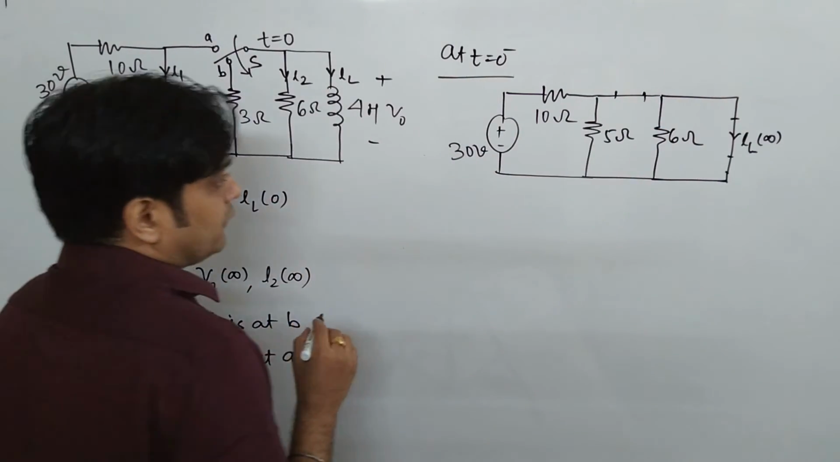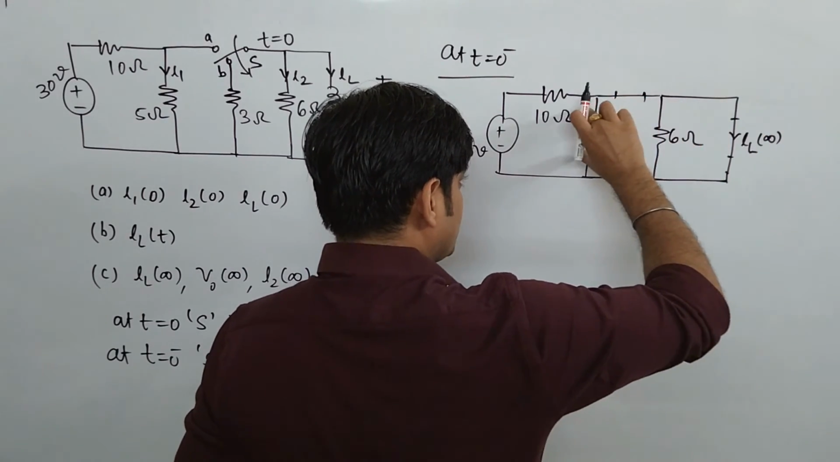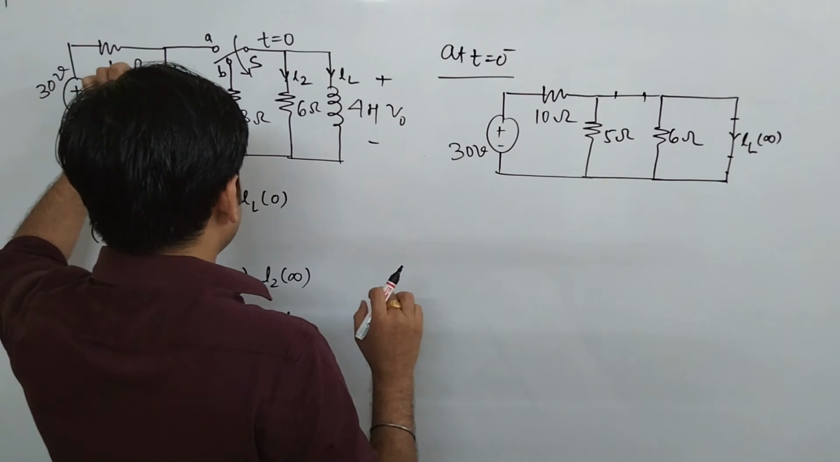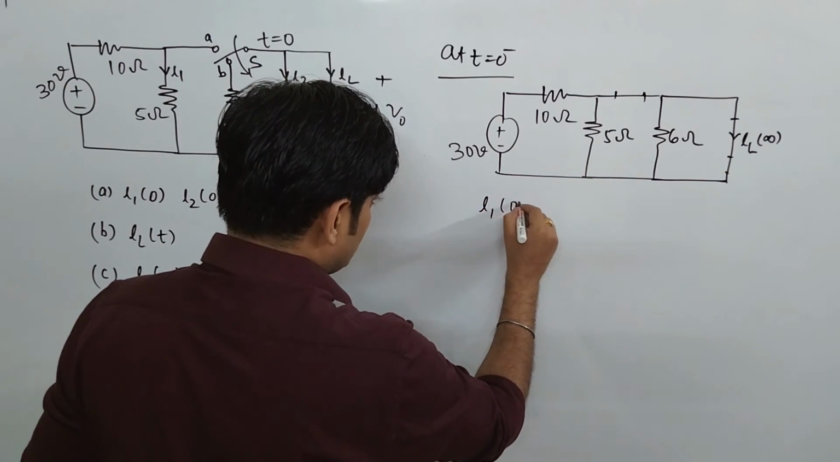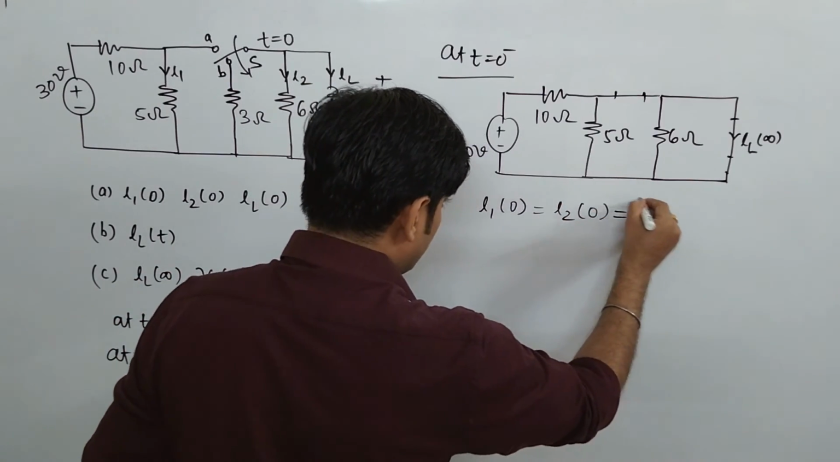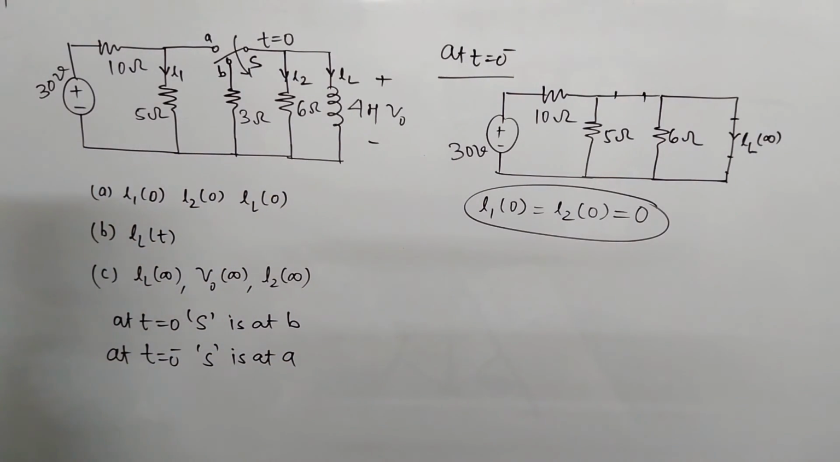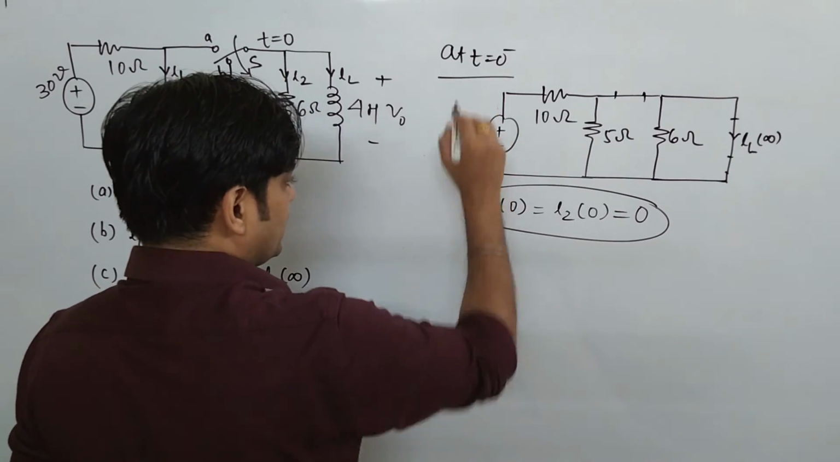Okay, so from here it is clear that once it is a short circuit branch, this also gets short circuited, this also gets short circuited. So if you talk about this current I1 and I2, there does not exist any significance. So I1 0 and I2 0, both will be 0. Very important thing.